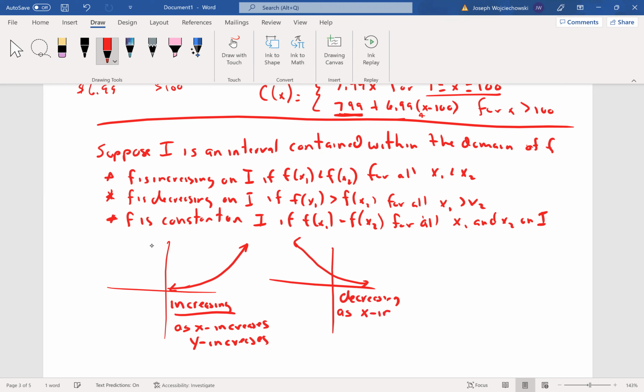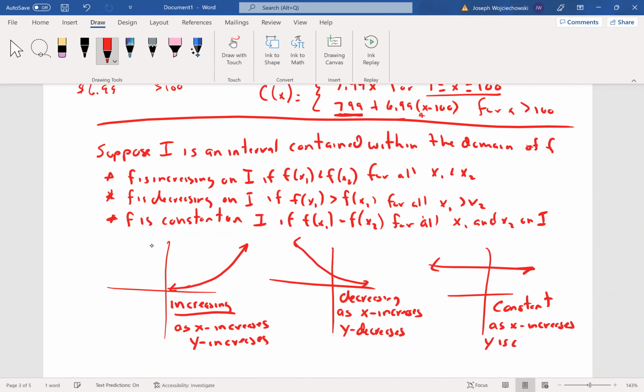As X increases, Y decreases. And constant, as X increases, Y is constant. So essentially, look at what Y is doing as X increases. If Y is increasing, then it's an increasing function. If Y is decreasing, it's decreasing. If Y is staying the same, it's constant.